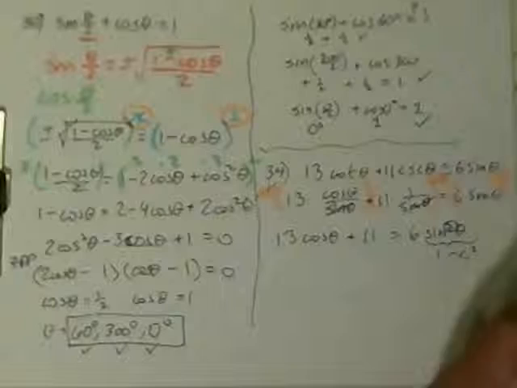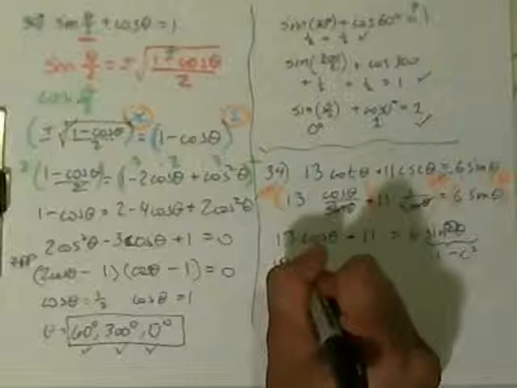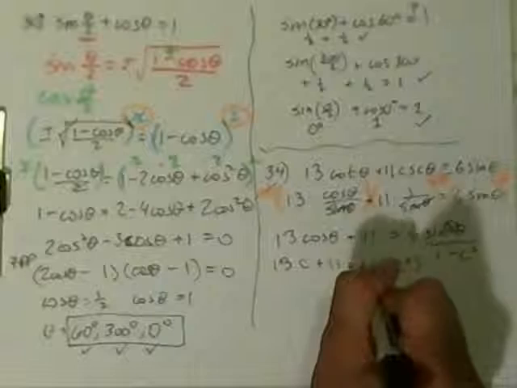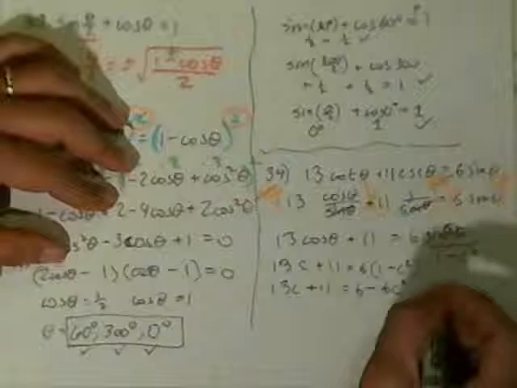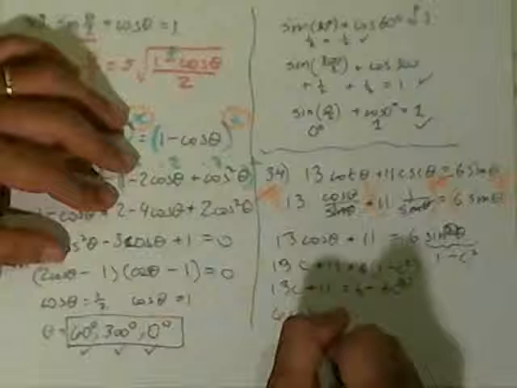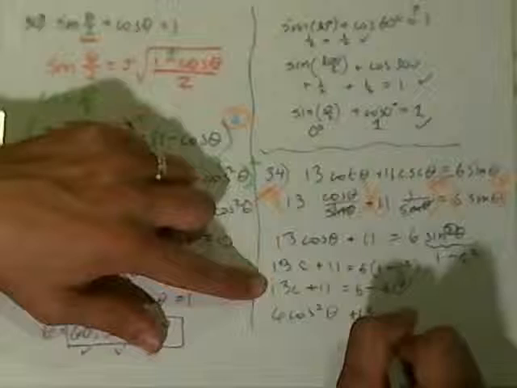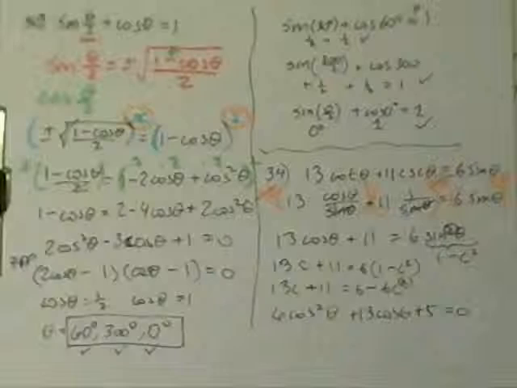So 13, I'm going to short write it, cosine plus 11 is equal to 6 times 1 minus cosine squared. Distribute that out. 13 cosine plus 11 is equal to 6 minus 6 cosine squared. Now, I'm going to move the 6 cosine squared to the right side because it's quadratic in nature. And we write it really neatly, 6 cosine squared of theta plus 13 cosine of theta minus 6 is going to be plus 5 is equal to 0. Is that factorable?